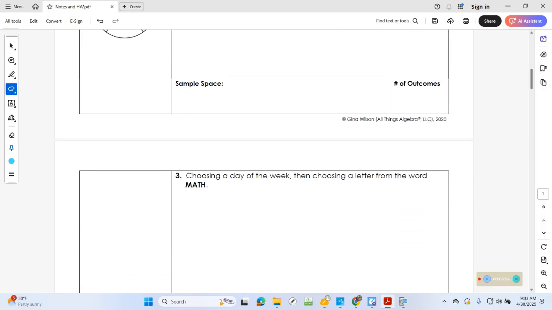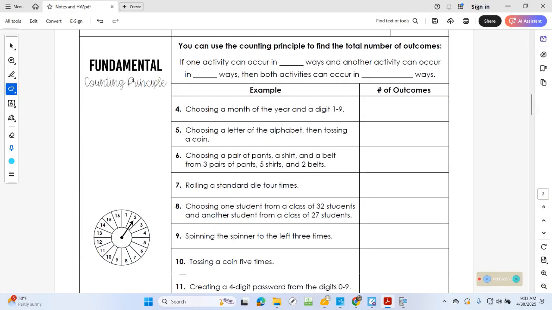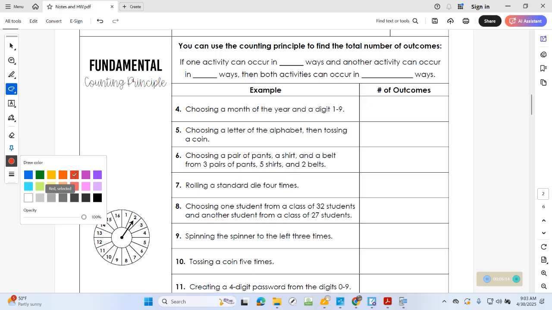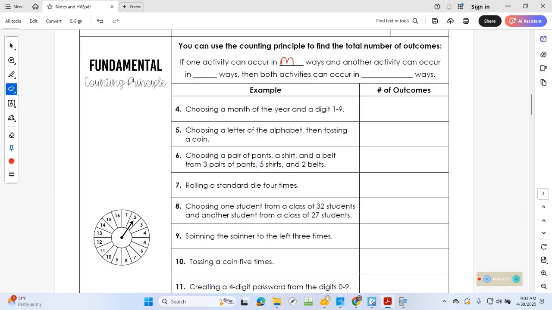Like I said, we're not doing all of this. We are going to use the fundamental counting principle. This is easy, it's just very wordy. You know the drill. This is what we're going to use a lot here. You can use a counting principle to find your total number of outcomes. This is what I just did, I did the 8 times 2. That is this: if one activity can occur in M ways and the other in N ways, we just multiply those together, just like I did the 8 times 2.